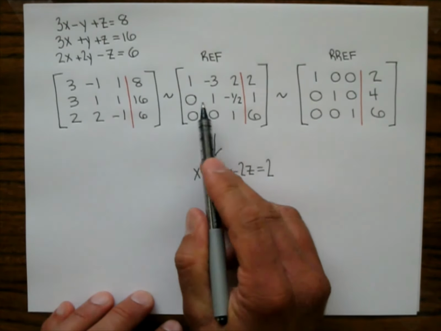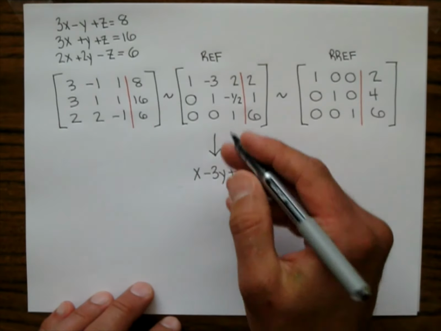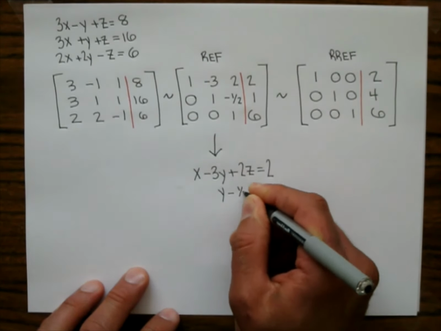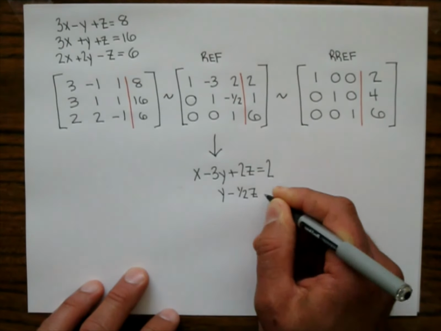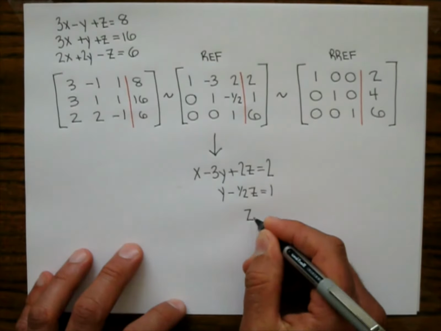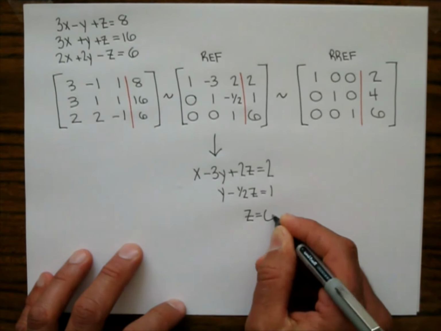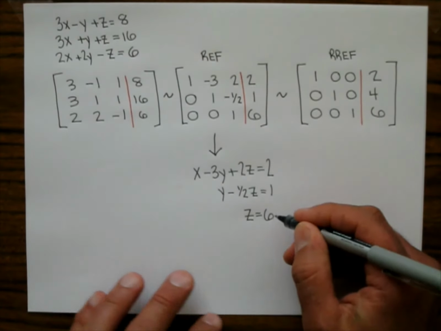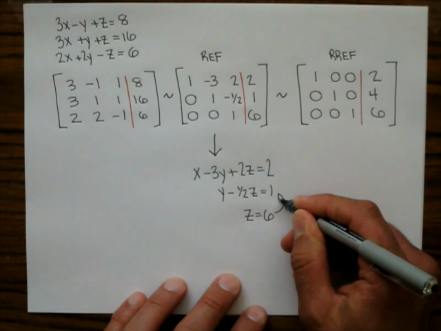The second row says 0x, so there's not going to be an x there. You'll have y minus 1/2 z equals 1, and the third row gives me that z equals 6. Now I can solve this system by putting z equals 6 into here.